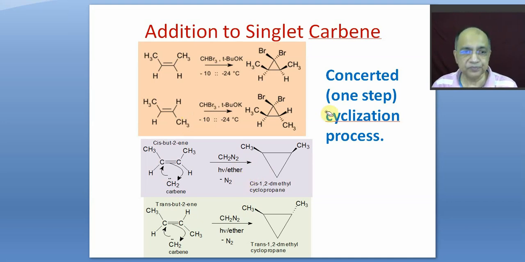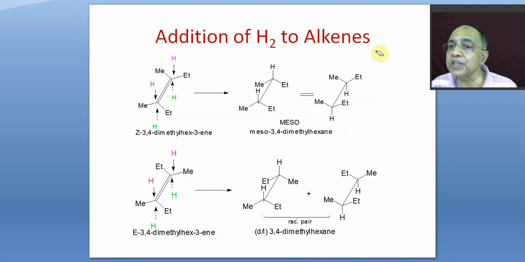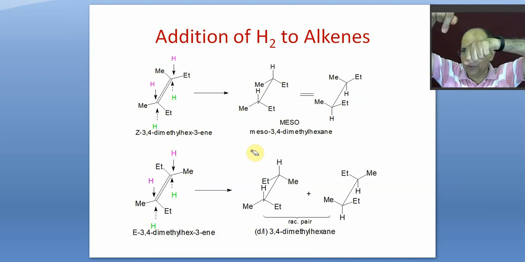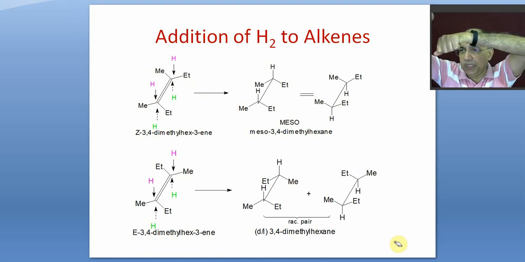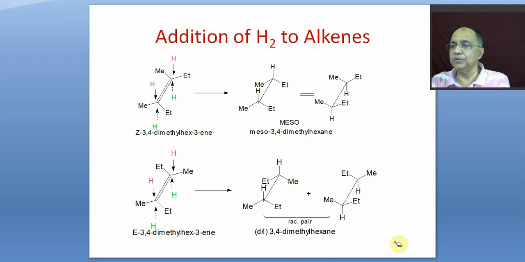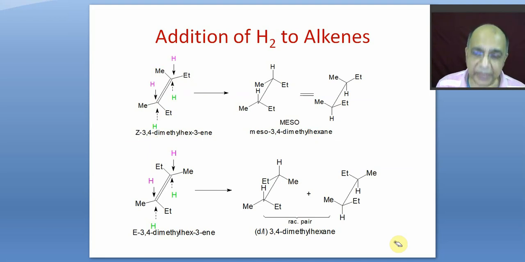Forget about that. Then addition of hydrogen to alkenes. Supposing you have a Z alkene here, there are two different groups, so that hydrogen and another different group will join, and the addition mechanism is syn or cis, either both from the top or both from the bottom. So if the groups are all identical and they are remaining on the same side, then the Z compound will give a meso product, and the E compound will give you a DL pair. If this gives you D, this will give you its mirror image L.